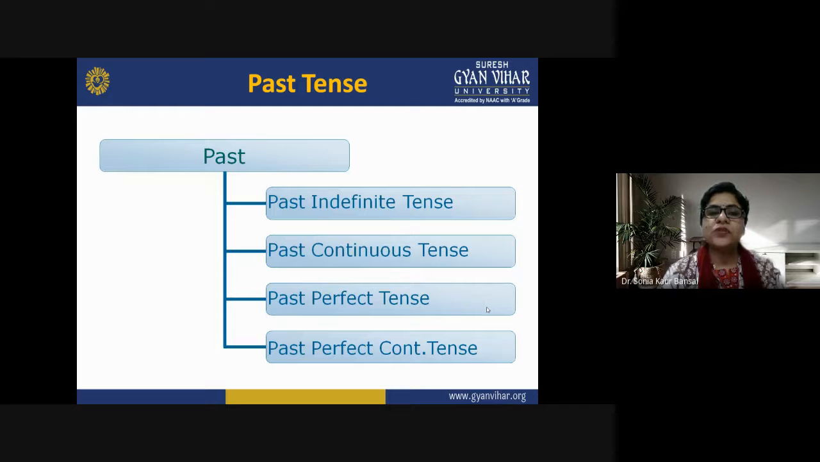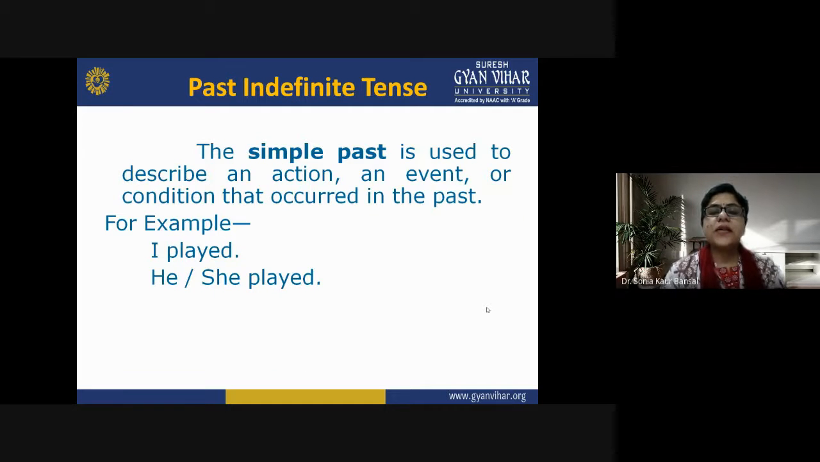Now, let's have a look at the past tense. So, past tense also has four aspects: past indefinite tense, past continuous tense, past perfect tense, past perfect continuous tense. Then, let's understand about past indefinite tense. So, the simple past is used to describe an action, an event, or condition that occurred in the past. Now, this time frame is related to things that have already happened. For example, I played. That means right now I'm not playing, but I played. I'm telling you about an action. She played. So, this is just telling you an action, an event, or condition.